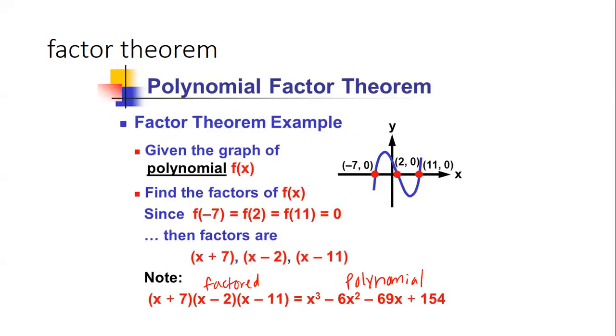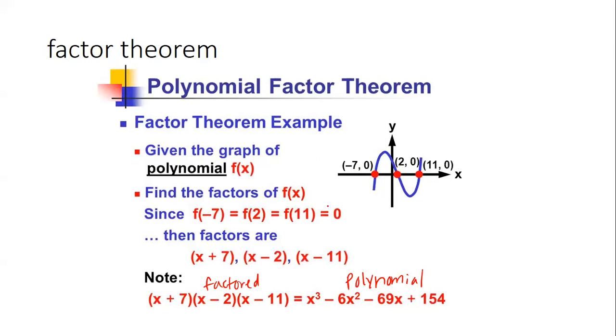The polynomial factor theorem is basically stating that your zeros, your real zeros, are the solutions to your factor form when set equal to 0. That's all that it is. So if you look right here, we have a real zero at -7, at 2, and 11. Therefore, your factors are x plus 7, x minus 2, and x minus 11.